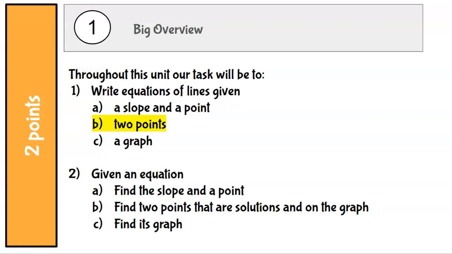So you'll remember throughout this unit, we are writing equations of lines given different pieces of information, and given an equation, we're doing different things with that too. So in this one, we're going to be writing the equation of a line given 2 points.